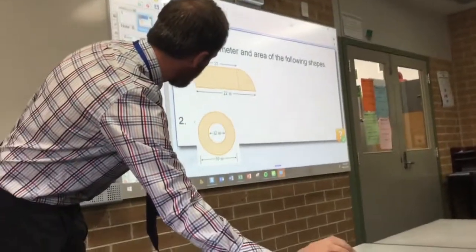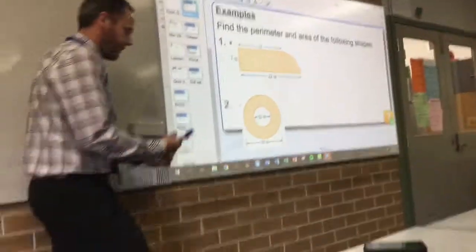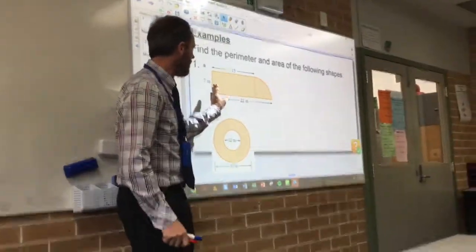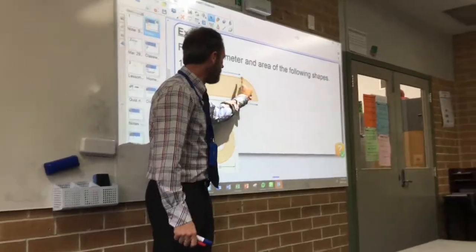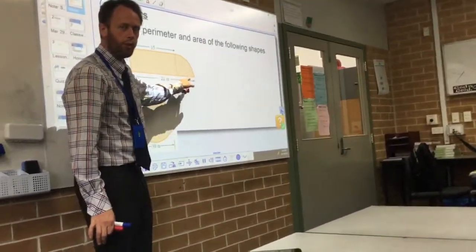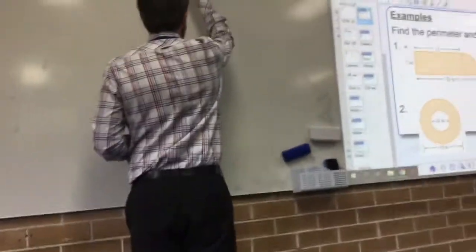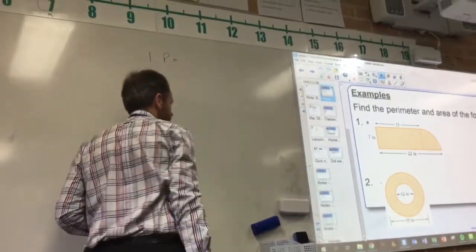So, I've got 2 shapes that could look quite complicated, but let's break them down and make them a little bit easier. With this first shape, for example, it's like I've got a rectangle and a quarter of a circle. But I want to use the formula I'm teaching you to do this. So to begin with, I might do question 1, perimeter.